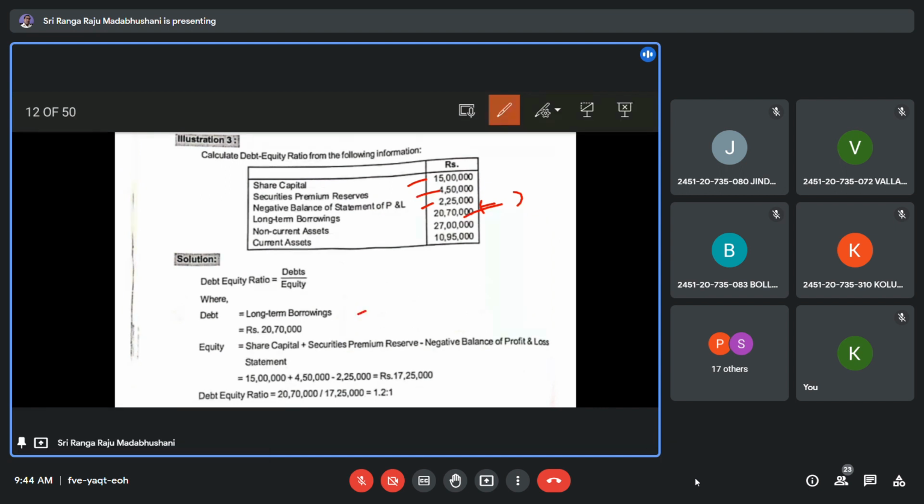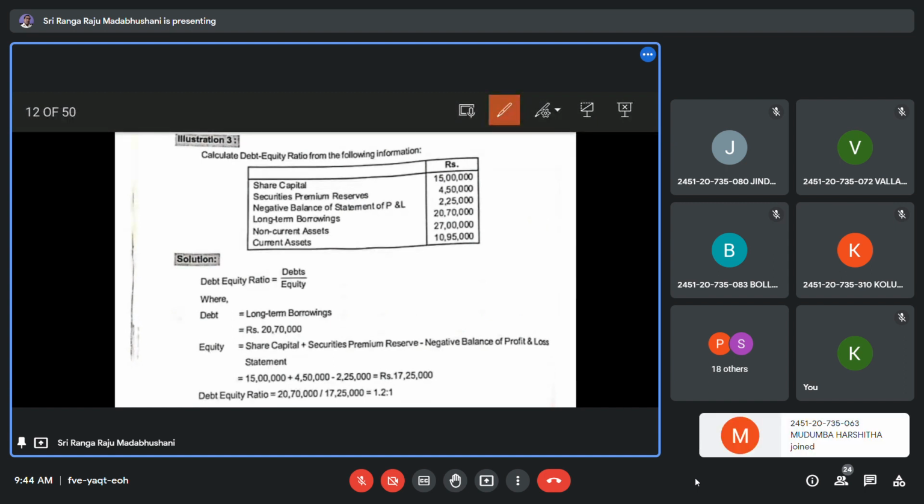And in case of owners, share capital, securities premium, and negative balance is subtracted. If it is positive balance, we have to add. If it is negative balance, we have to subtract. Or it may be expressed as profit or loss. If it is profit, add. Loss means subtract. If it is mentioned in accounting terminology, credit balance means profit, debit balance means loss. Profit and loss account credit balance means profit.